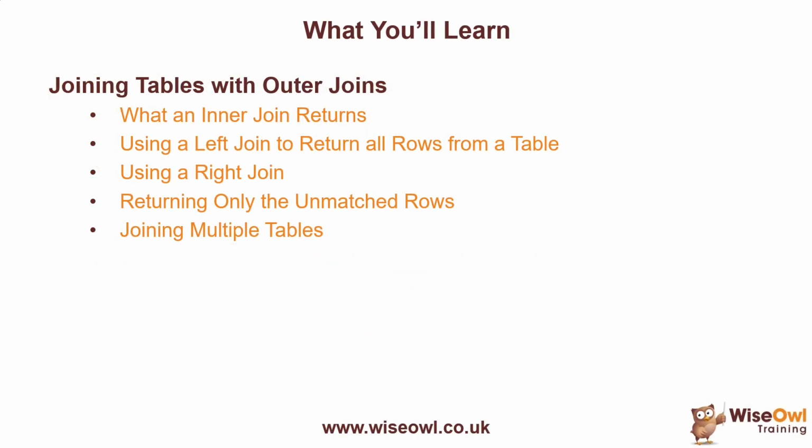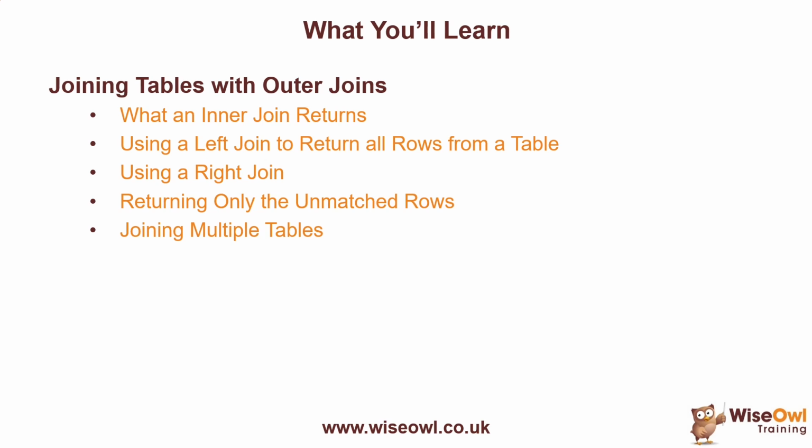So we're going to begin with a quick reminder of what an inner join does and what set of rows it returns, and explain why an inner join might not always be the most appropriate join type to use. We'll then use a left join to make sure that we always return all of the rows from one of the tables in your joins, and show you how to do the same thing using a right join instead.